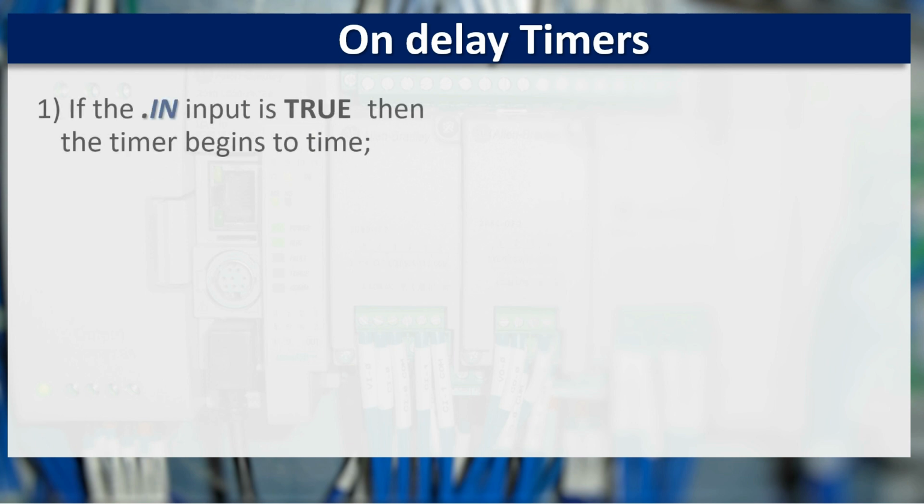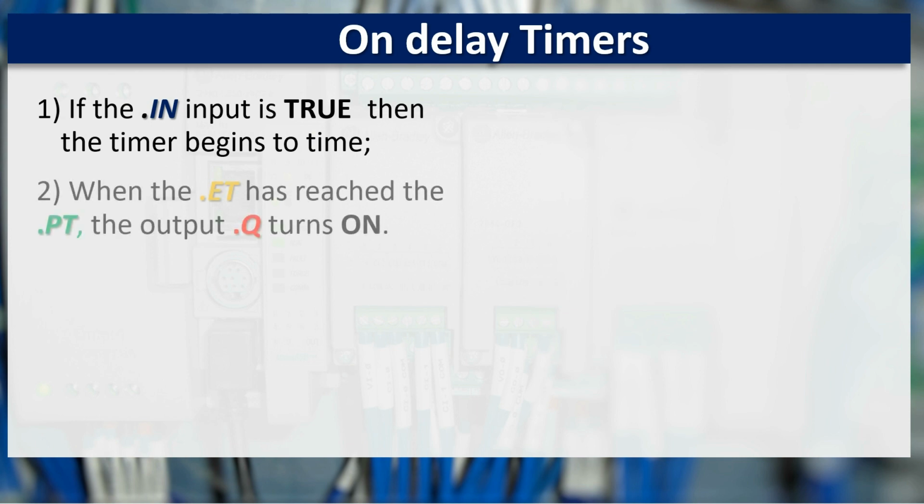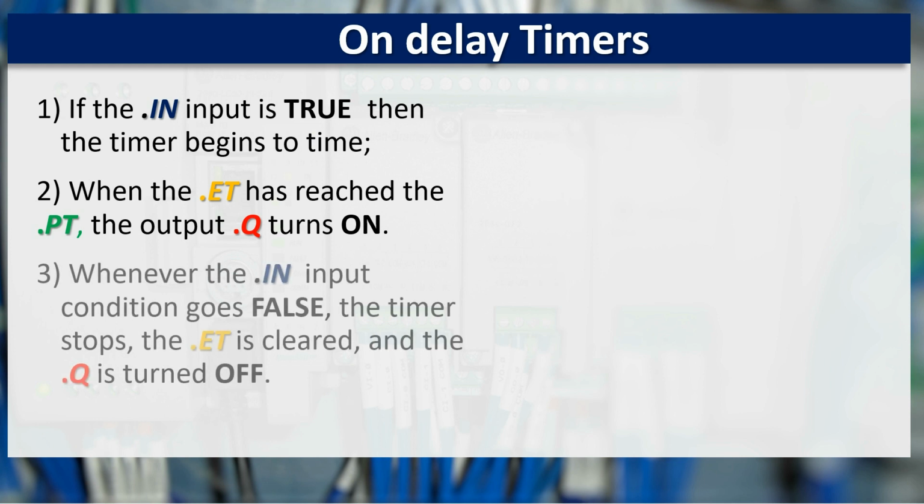Let's do a quick review. If the .IN input is true, then the timer begins to time. When the .ET, the elapsed time, has reached the .PT, program time, the output Q turns on. Whenever the .IN input condition goes false, the timer stops, the ET is cleared, and the Q is turned off.